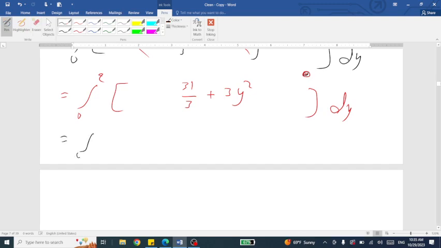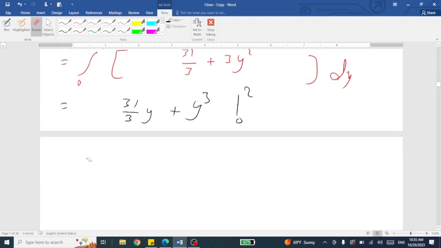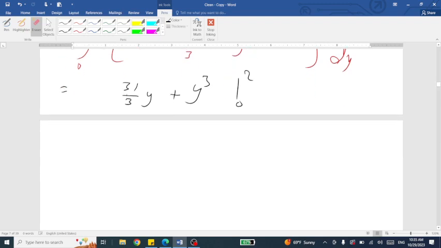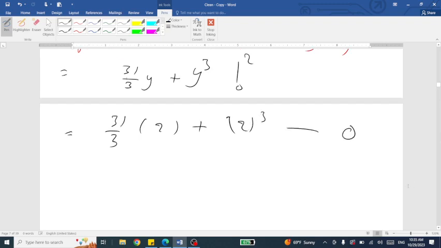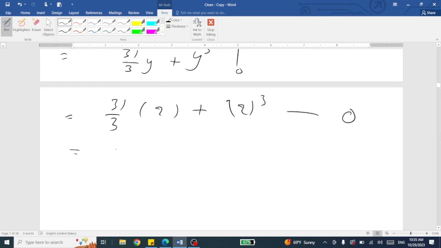I'll get what? 0 to 2, 31 over 3y, am I right? Plus y cube from 0 to 2. Do you have any problem with it? Good. Now put 2, of course, the other will be 0. So 31 over 3 times 2, clear? And I'll get what? 62.